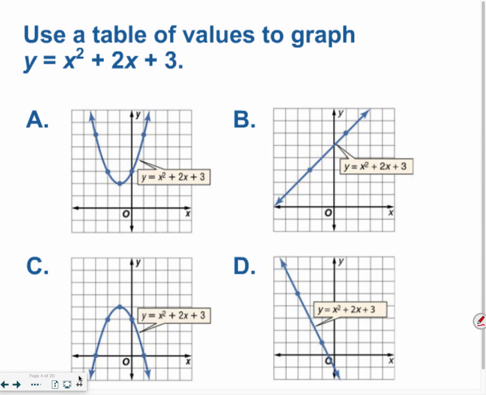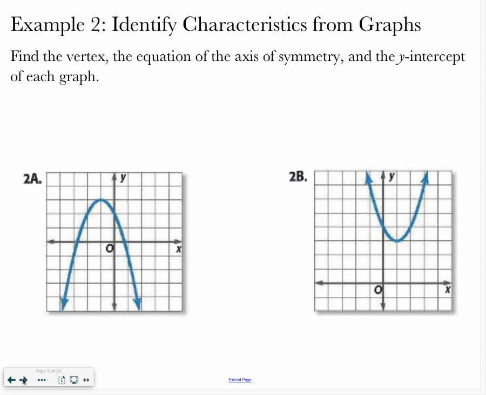Hopefully you determined graph A was the correct answer for this. If not, be sure to ask for some help. Okay, now let's talk about identifying characteristics from graphs. So we want to be able to find the vertex. We want to be able to find the axis of symmetry, the equation for it. And we want the y-intercept of each graph.